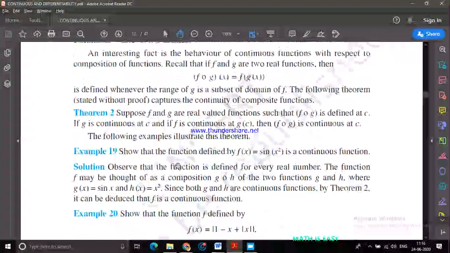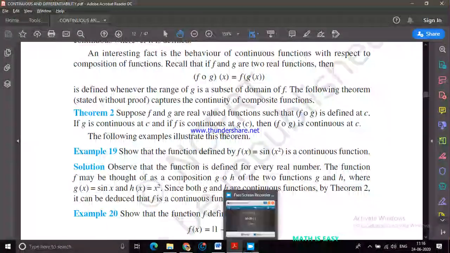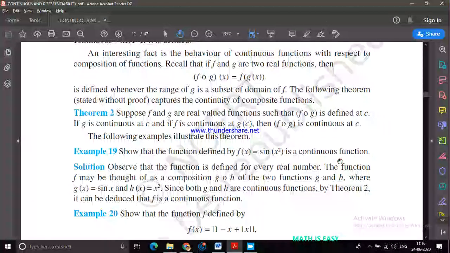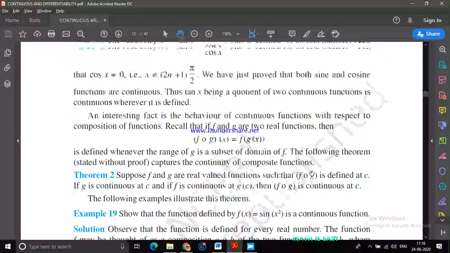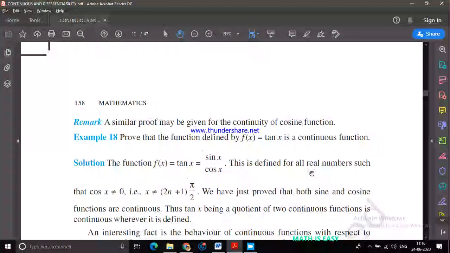Okay. Then there are a few more examples. We'll discuss them in the next class. So just go through this video, understand all the definitions, examples, and explanations clearly. From example 18, we'll discuss in the next class.